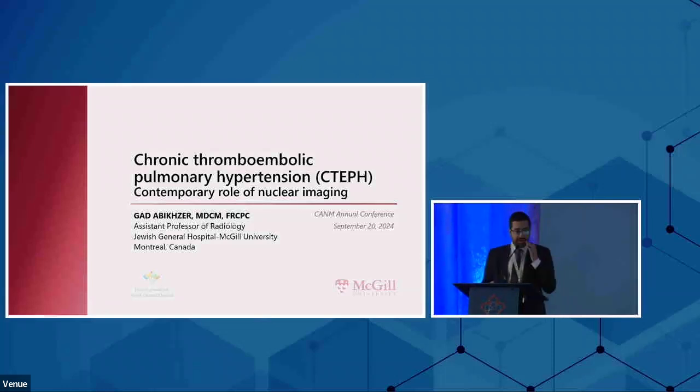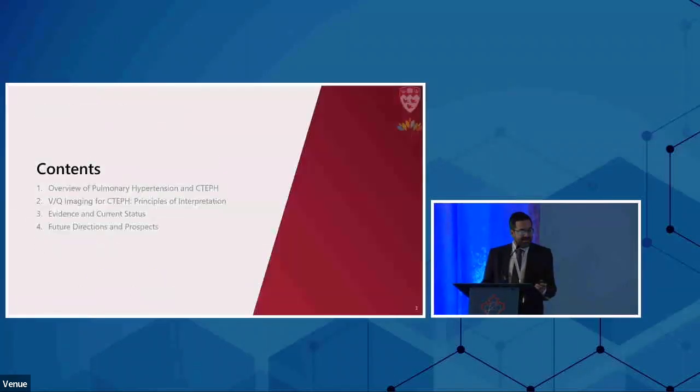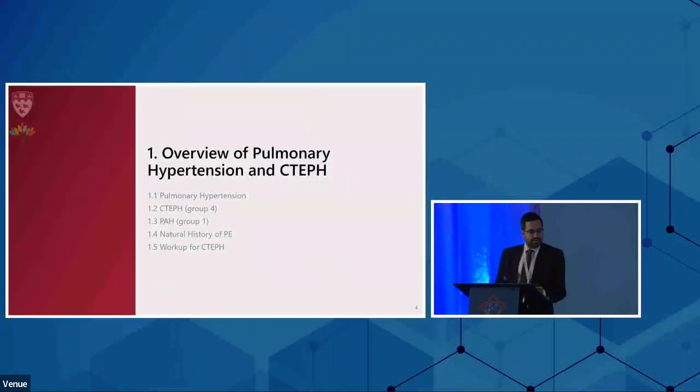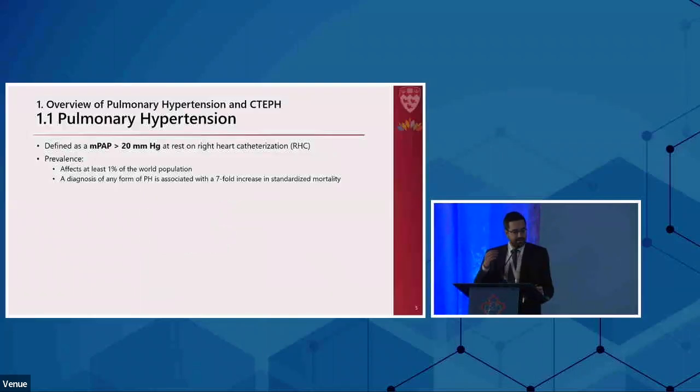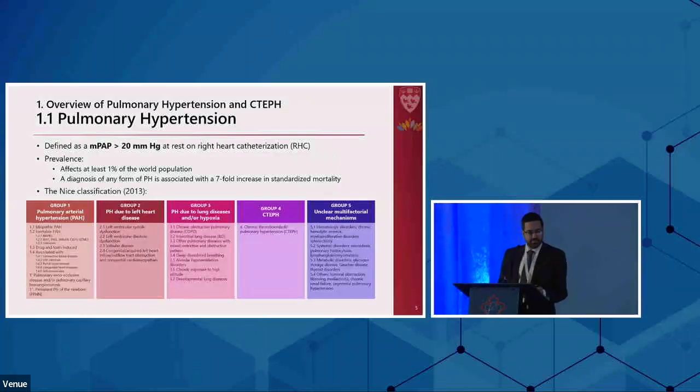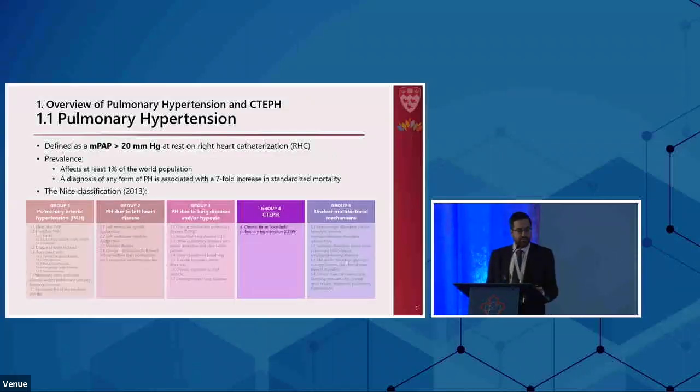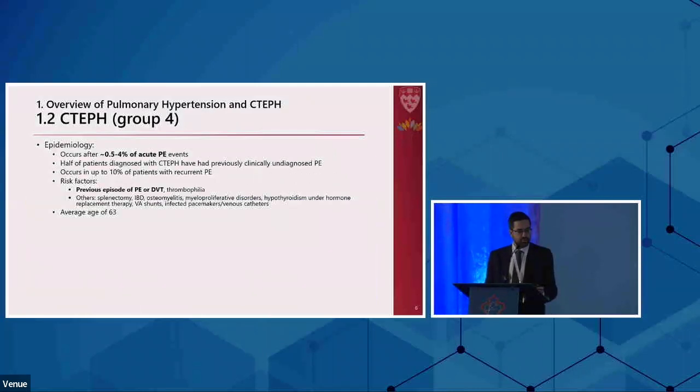Okay, so I work closely with Dr. Hirsch, who is the top referrer, and we'll be talking more about the VQ aspects of chronic thromboembolic disease and chronic PE. So pulmonary hypertension is defined as high pulmonary pressures, as he explained, and there's many different reasons for pulmonary hypertension. We're going to focus on group 4, which is chronic thromboembolic disease, which is where the VQ scan plays a major role in the diagnosis.